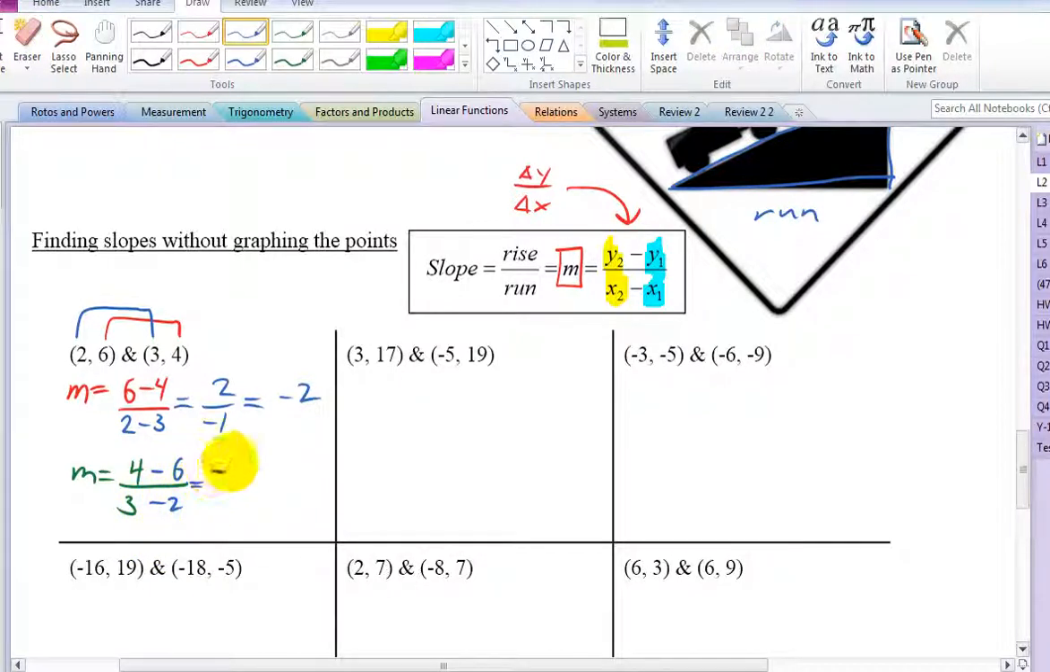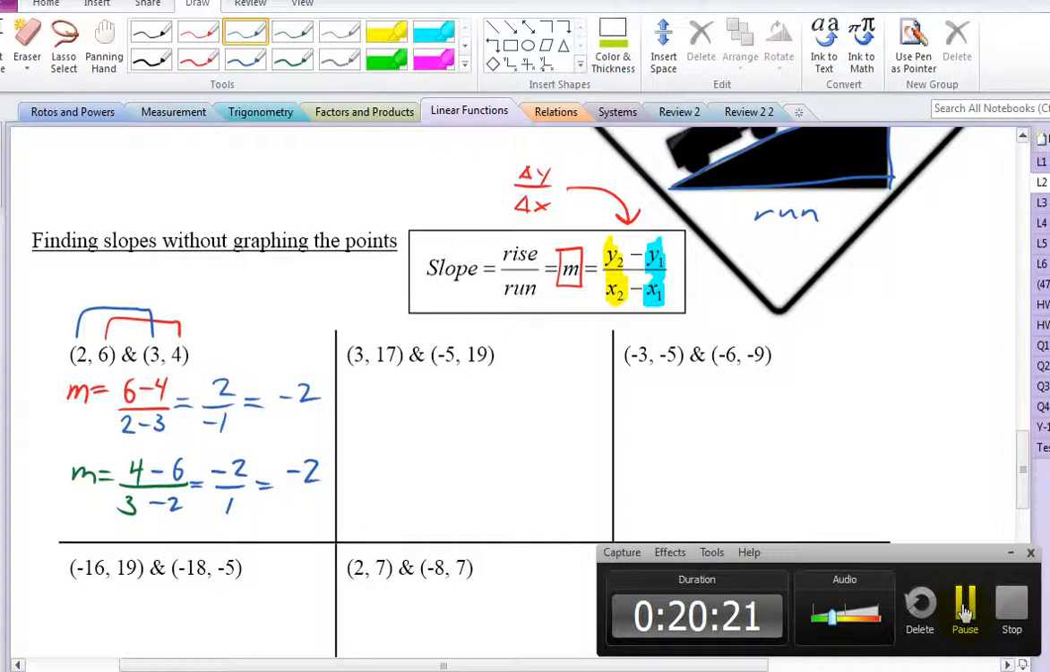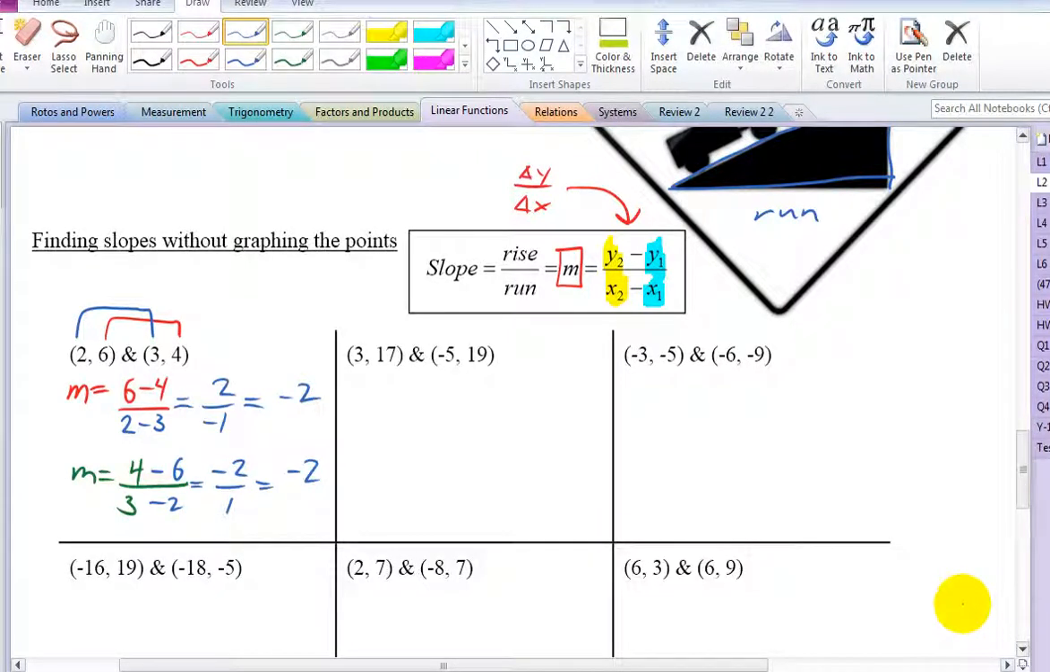4 minus 6, negative 2. 3 minus 2 is 1. Oh, it's a miracle! There you go, the Zach. Oh, I missed all that good stuff. Okay, so no crisscross applesauce. Here we go, the next one.